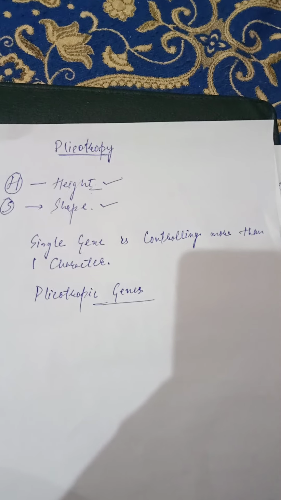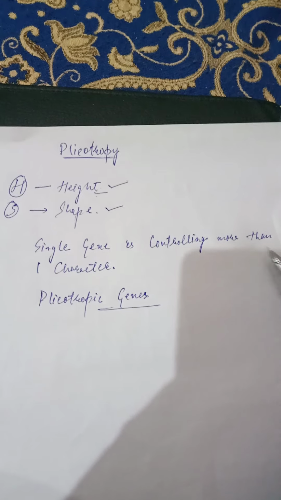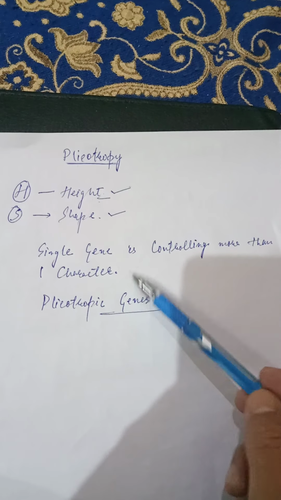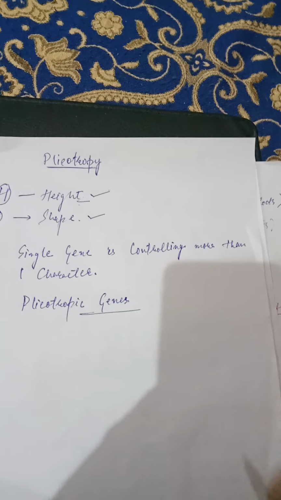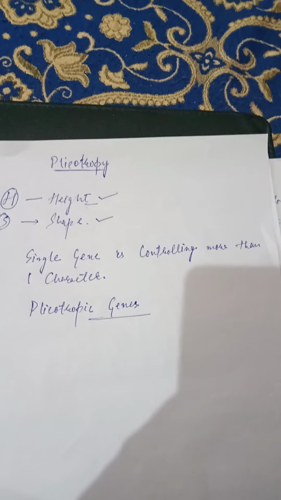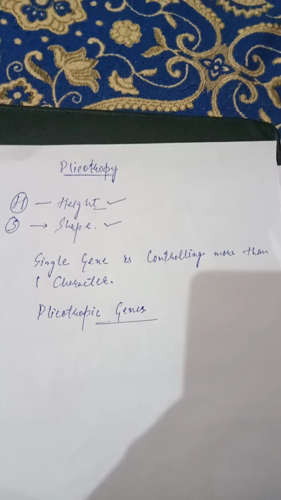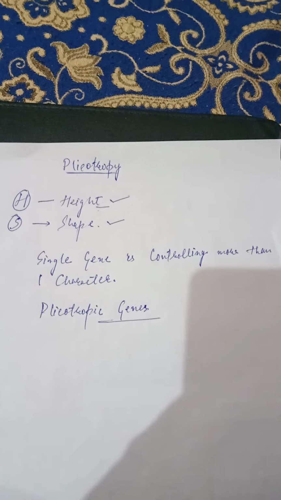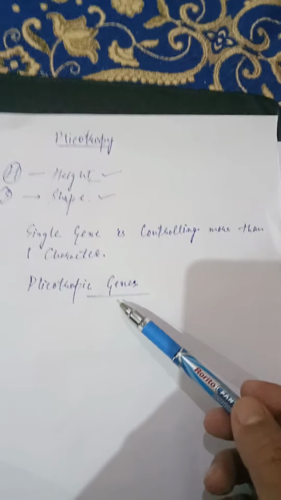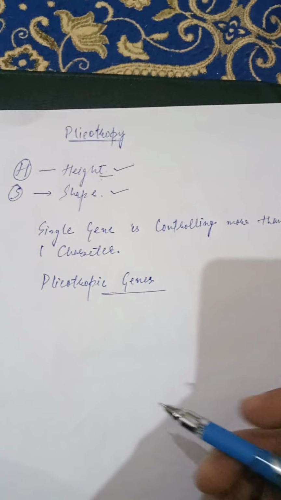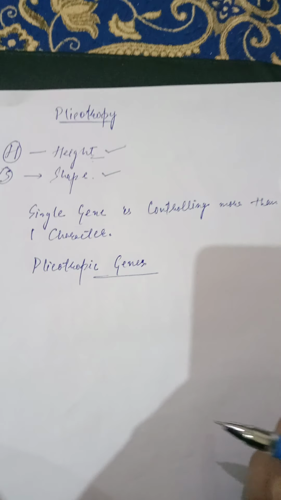But what is pleiotropy now? Pleiotropy is when a single gene is controlling more than one character. When a gene controls more than one character, that process is called pleiotropy, right? And the genes which are responsible for controlling more than one factor are known as pleiotropic genes, right? What do we call those genes? Pleiotropic genes.